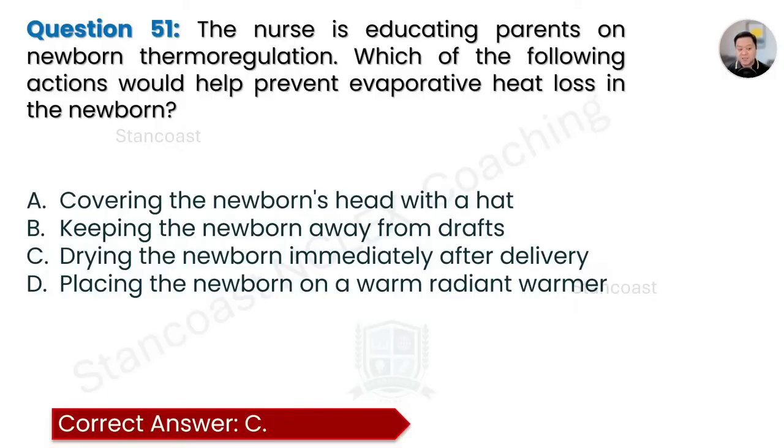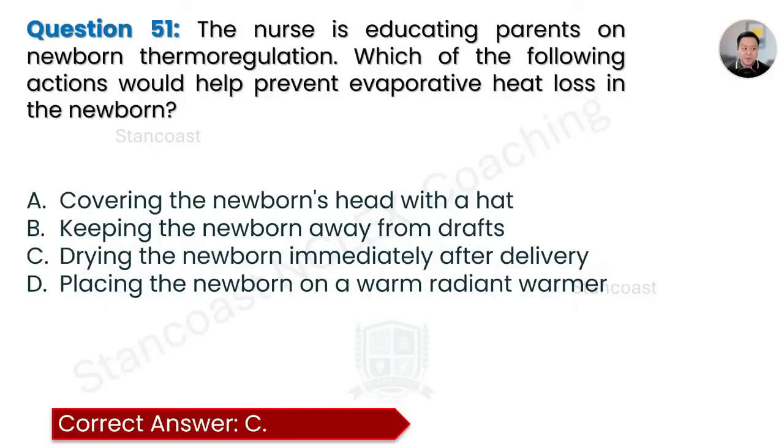So what you're going to do here is to eliminate options that prevent other types of heat loss, such as radiation or convection. So letter A is something that you should discard right away because covering the newborn's head prevents heat loss via radiation, not evaporation. And recall that radiation occurs when the heat is lost from the newborn to cooler surroundings, such as air or objects nearby.